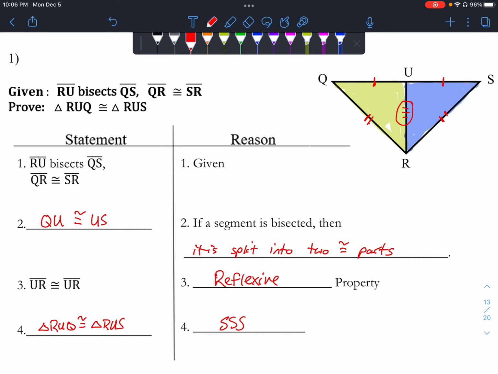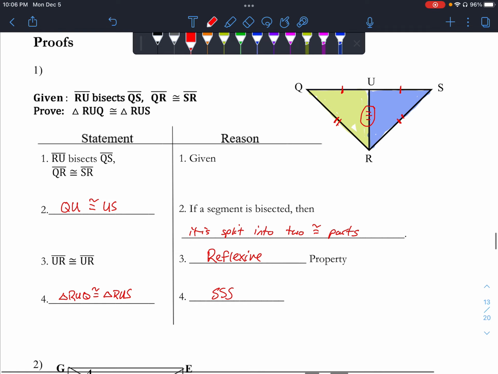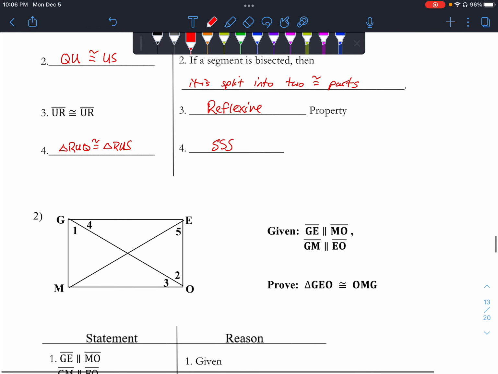So that wasn't too bad. From there, we were able to prove those two triangles were congruent because they had all three sides congruent. Because all three sides were congruent, that satisfied the side, side, side congruency. We now have triangles. That similar approach will happen with these other ones as well.